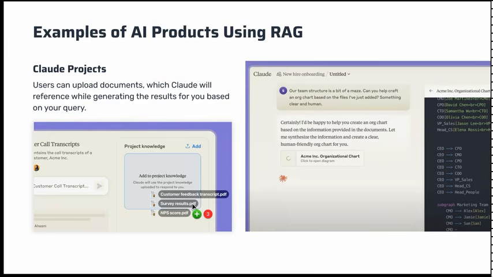Another example of an AI product that uses RAG is Claude Projects, which is a little bit more transparent to the user. They actually allow you to upload your own documents to tell Claude chats to reference while generating responses for your queries. So that way you can get specialized and customized responses based on your specific information.